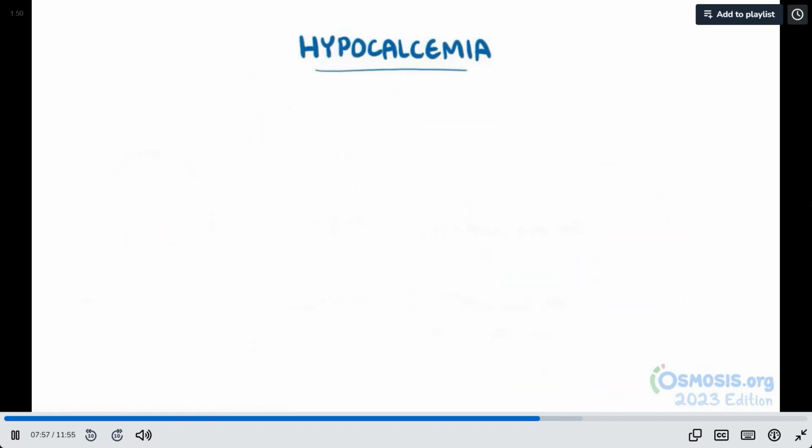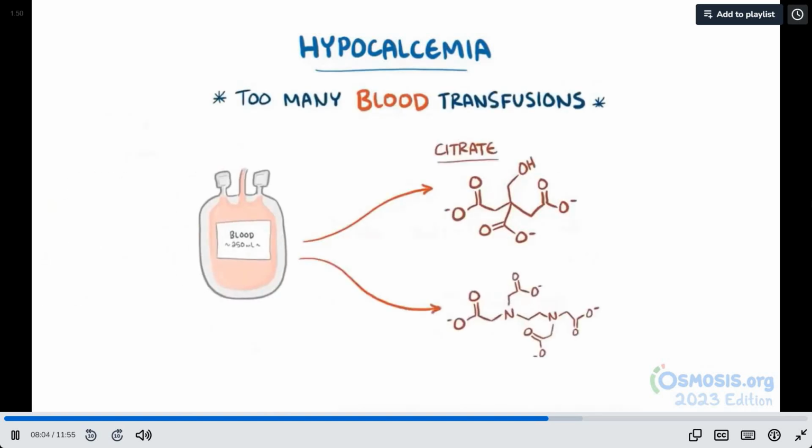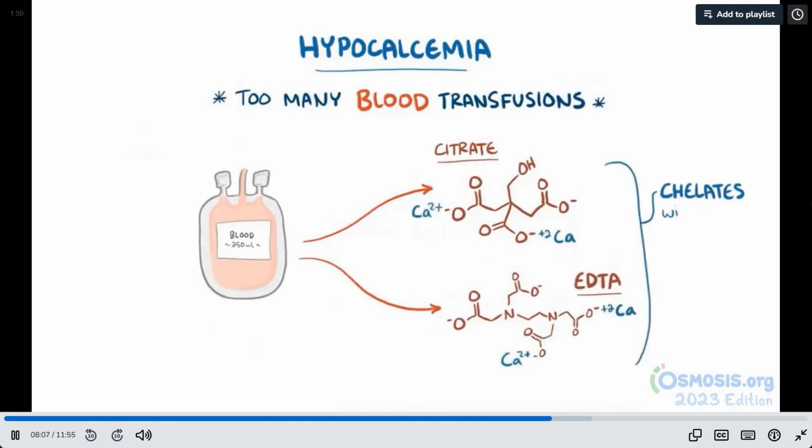Finally, ionized calcium levels can fall as a result of having too many blood transfusions, because additives in the blood like citrate and ethylenediaminetetraacetic acid, or EDTA, can chelate or bind to calcium, forming complex calcium, which is an inactive molecule.